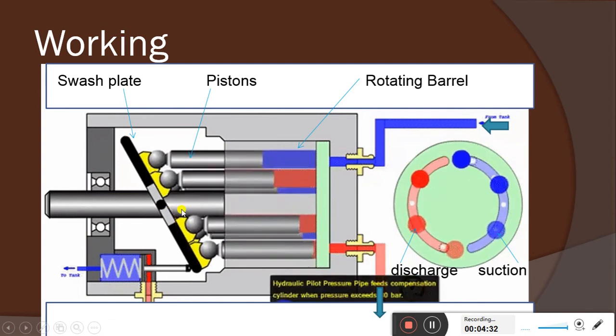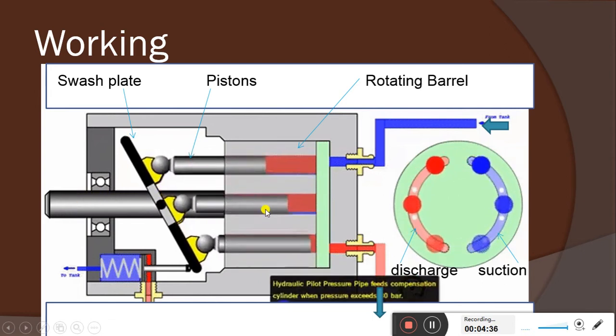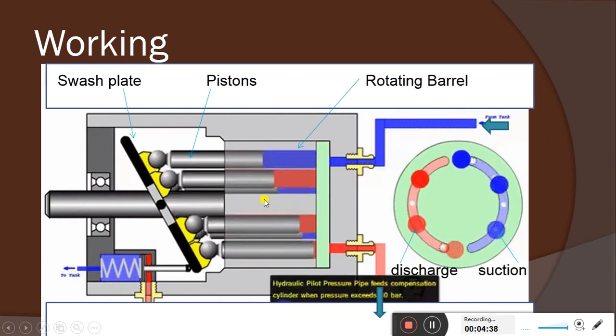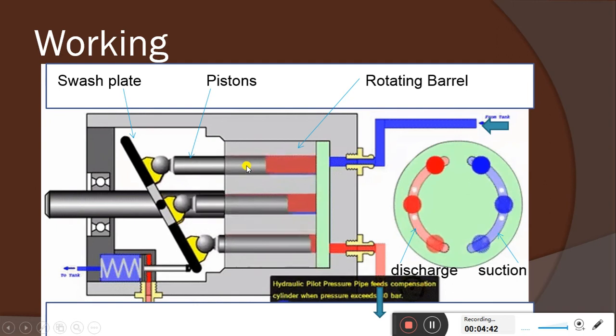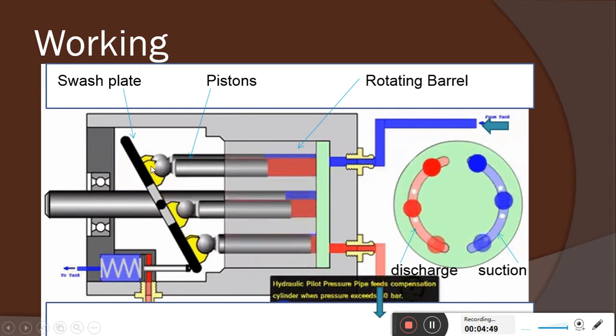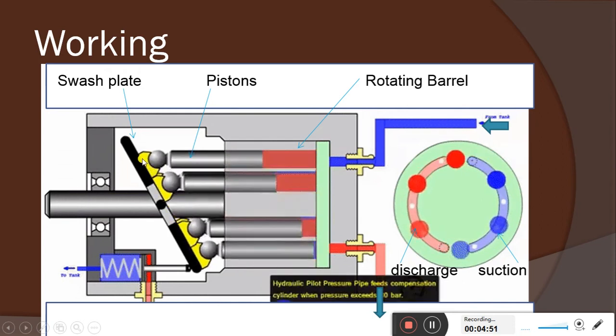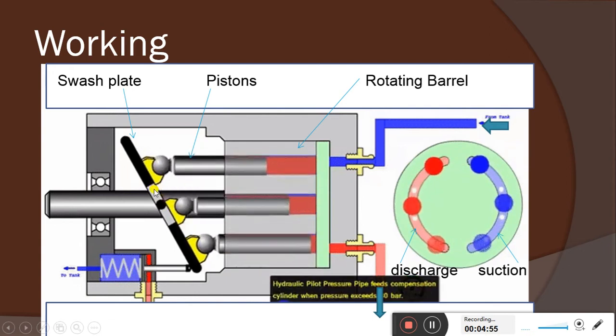So what happens in here? As the driving shaft provides the rotary motion, the barrel rotates. Because of the rotation of the barrel, the pistons which are present, which are reciprocating inside the slots of this barrel, will tend to rotate, and each is connected by a pin joint to a shoe. It's also guided with respect to the swash plate. It is going to be guided with respect to the swash plate.